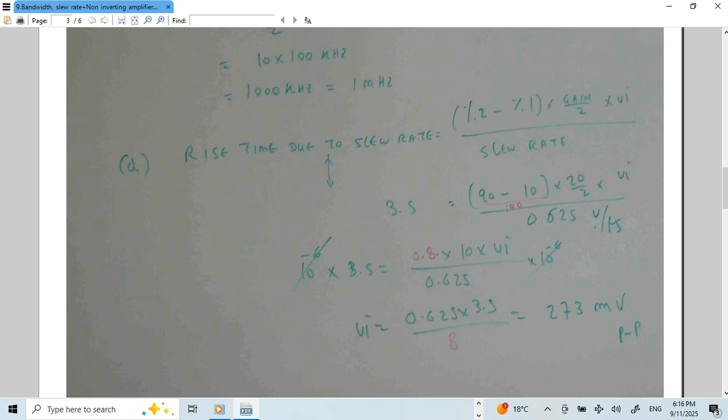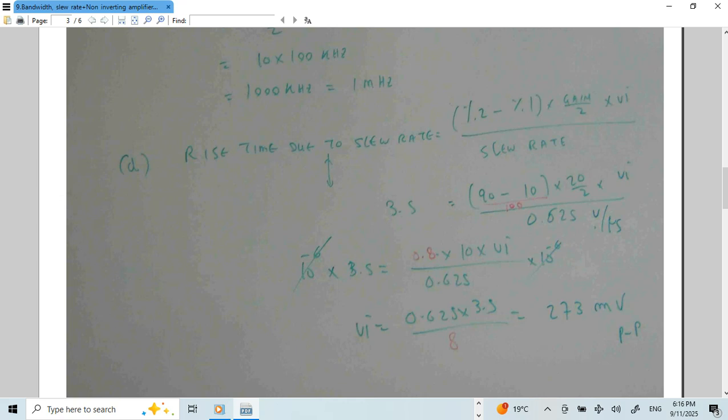Can be calculated. So this becomes 0.35 GB WB divided by K. So this is 0.35. The gain bandwidth product, we already calculated, is 1 megahertz. Here we already calculated the gain bandwidth product. It's at 1 megahertz, so this is 10 to the power 6.